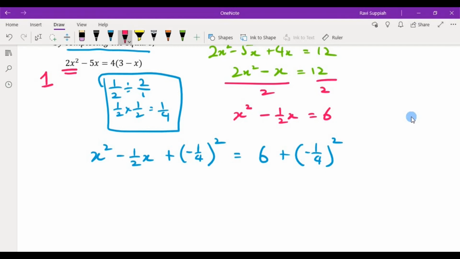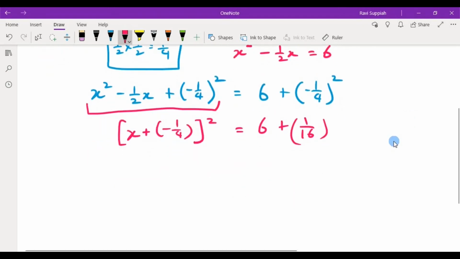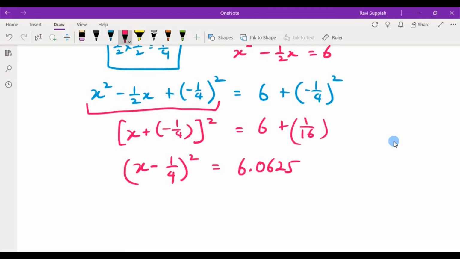All right, once I do this, on the left hand side I actually have a perfect square, which is x plus this term, negative 1 over 4, the whole thing squared, equals 6 plus 1 over 16. Now the next step is I'm just going to simplify this, so it's x minus 1/4 squared, which equals 6.0625. If you key that into your calculator, you'll get this.